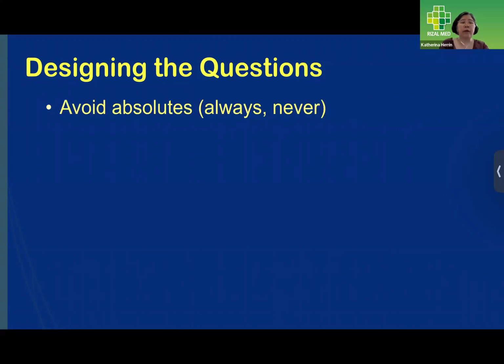We also avoid absolutes, such as always and never, since everything changes with time. What may be true now may not have been true a few decades ago or may not be true years from now. For example, when I was a resident, it was known that psoriasis was a purely skin disease. 5 years after my residency, psoriasis became recognized as a systemic condition.